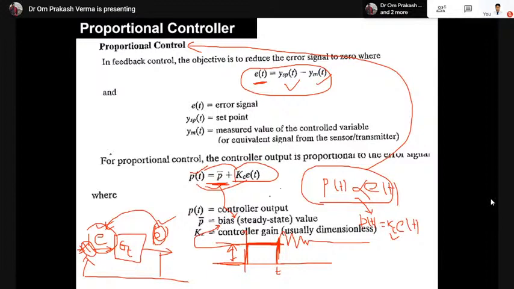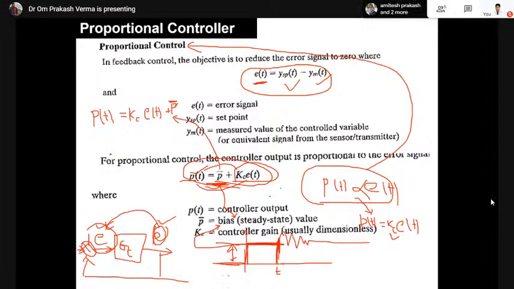So pt equals p bar plus Kc into et represents the proportional control equation. Generally in control books you get pt equals Kc into et, and there is no harm in writing that equation also, but as I told you, we have written the actual physically realizable equation, like this one with p bar. P bar is nothing but the steady state that we have taken from the previous value.